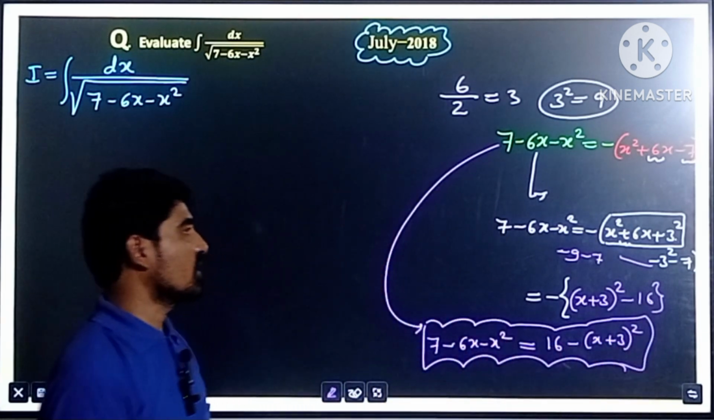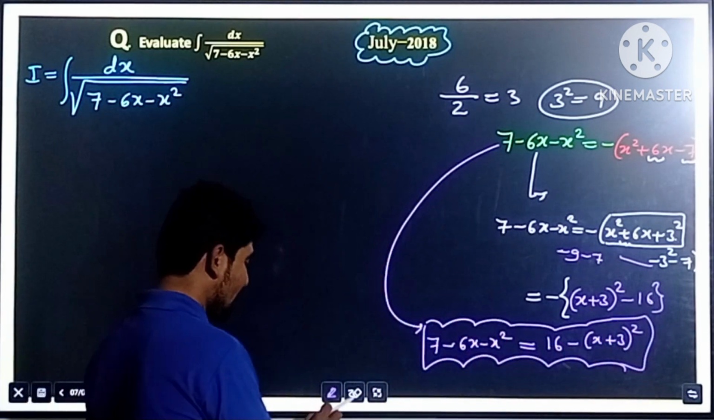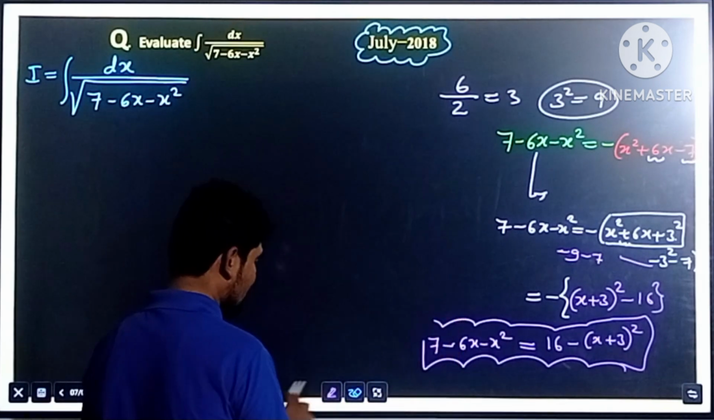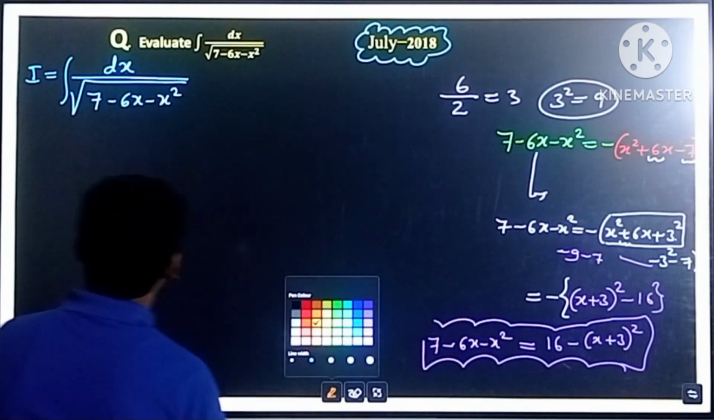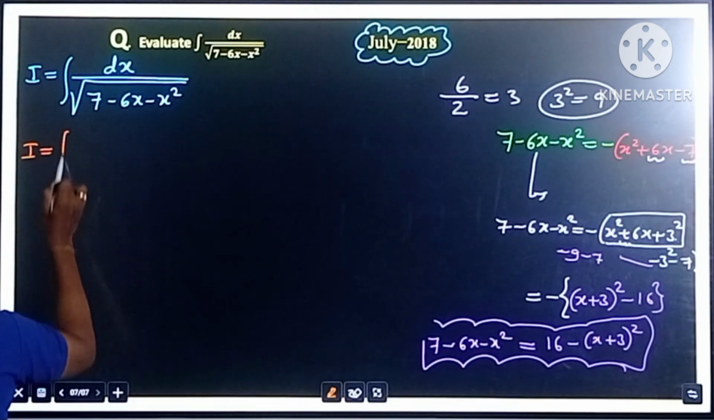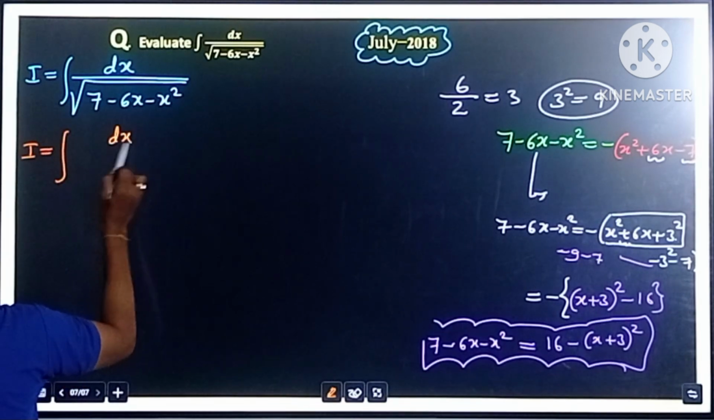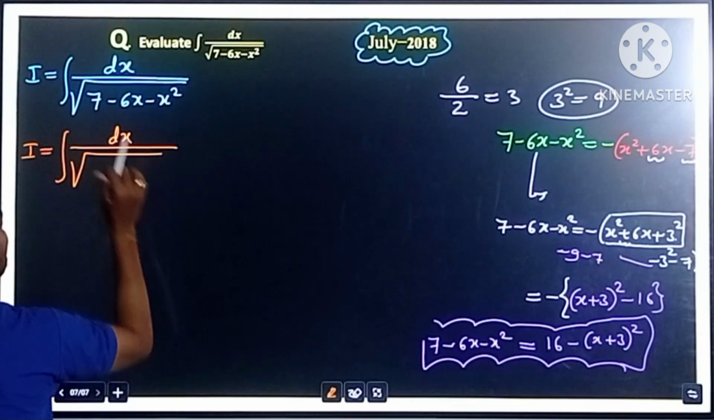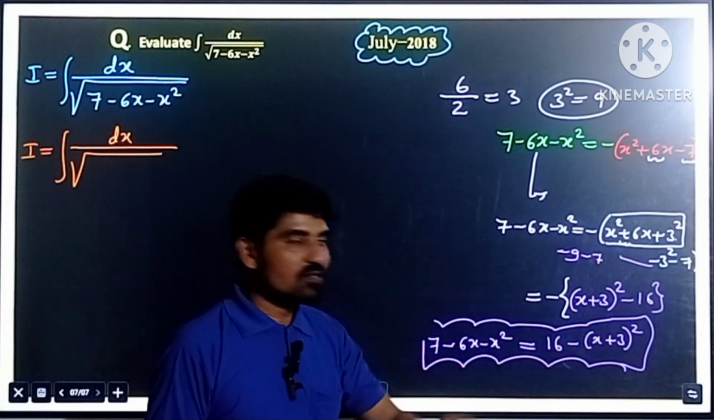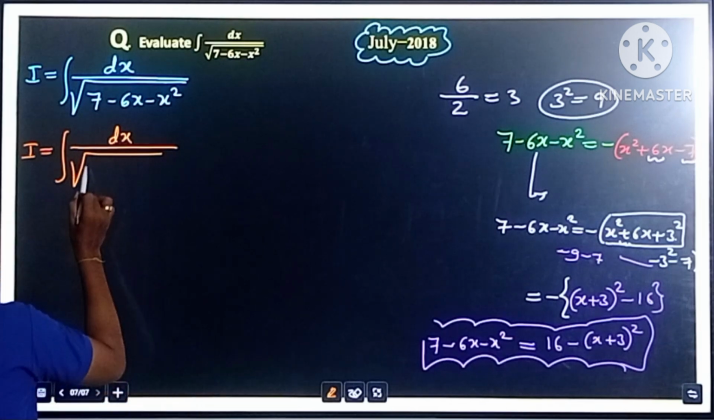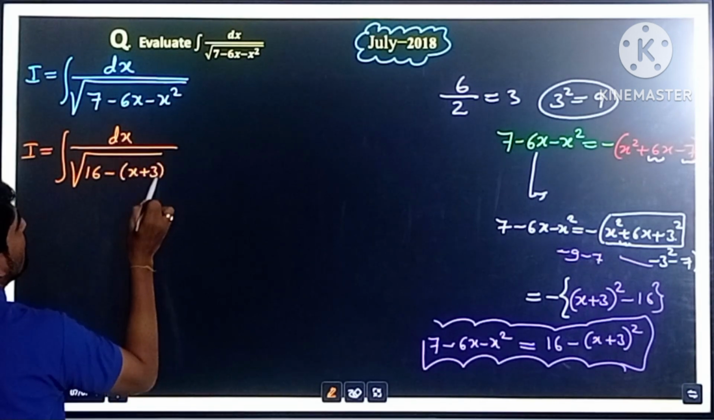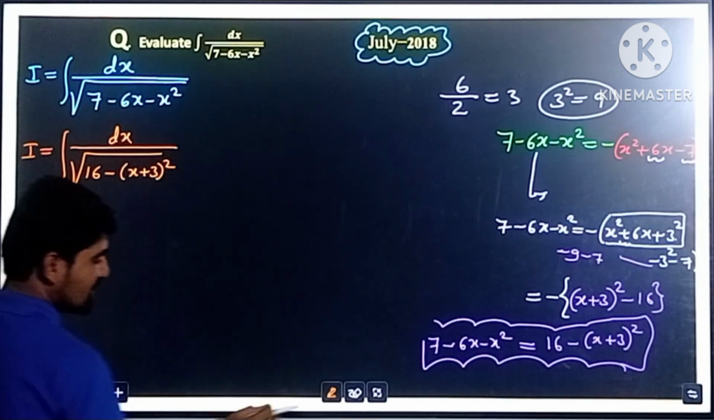16 minus x plus 3 whole square. I hope all of you are understanding. So by using this transformation, the integration problem I can be written as integration of dx divided by square root of 7 minus 6x minus x square, which is equal to 16 minus x plus 3 whole square. I hope all of you are understanding.